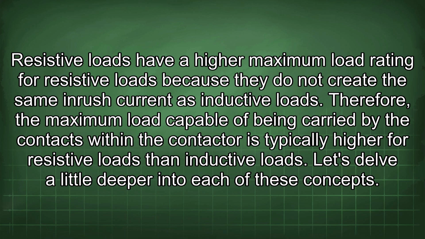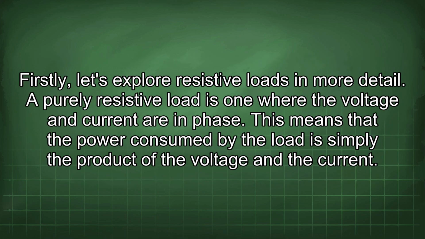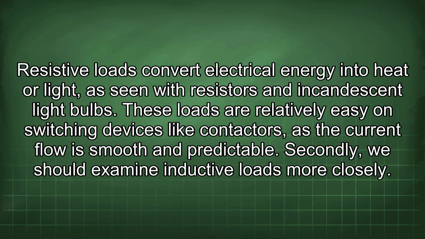Let's delve a little deeper into each of these concepts. Firstly, let's explore resistive loads in more detail. A purely resistive load is one where the voltage and current are in phase. This means that the power consumed by the load is simply the product of the voltage and the current. Resistive loads convert electrical energy into heat or light, as seen with resistors and incandescent light bulbs. These loads are relatively easy on switching devices like contactors, as the current flow is smooth and predictable.